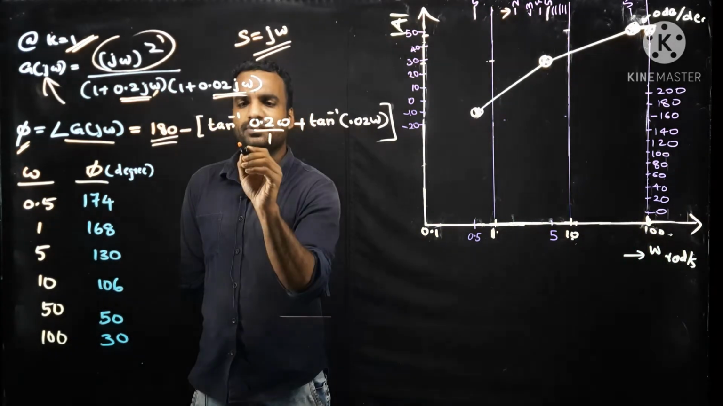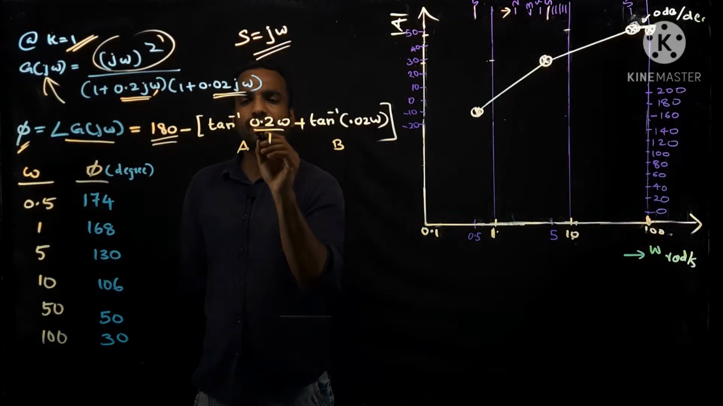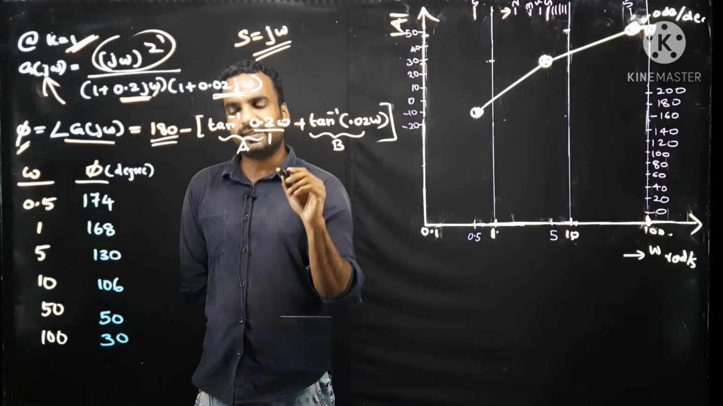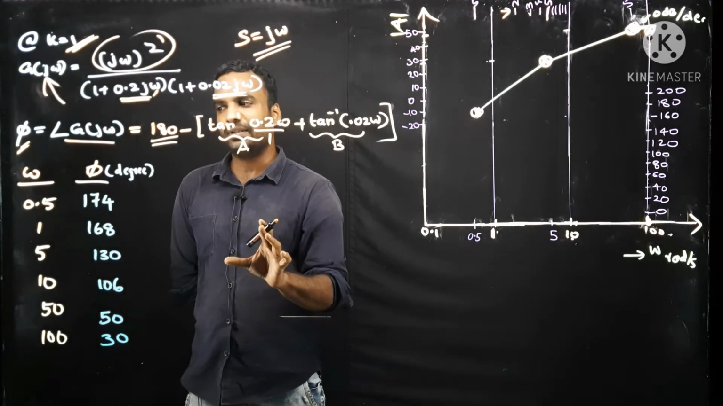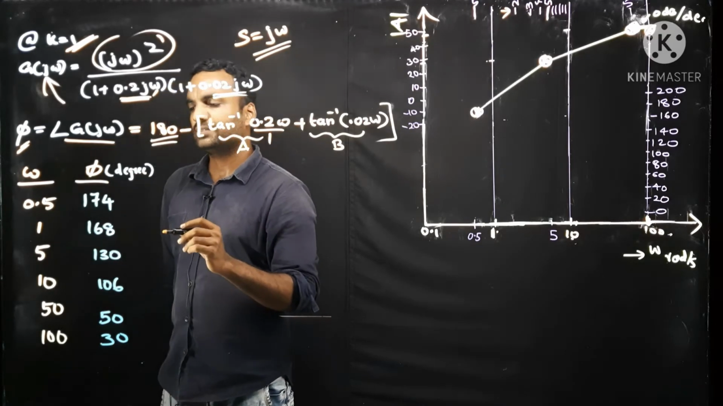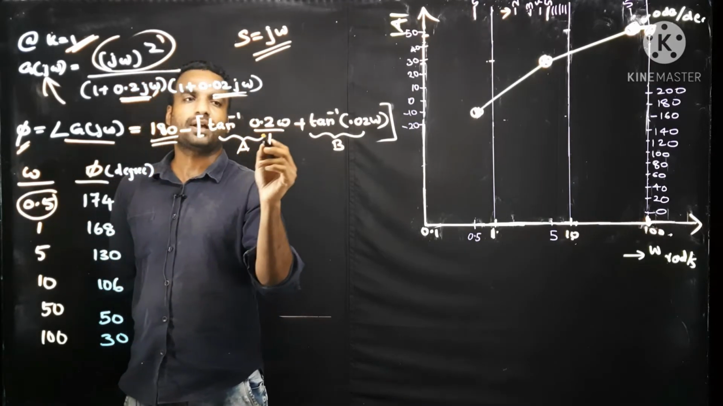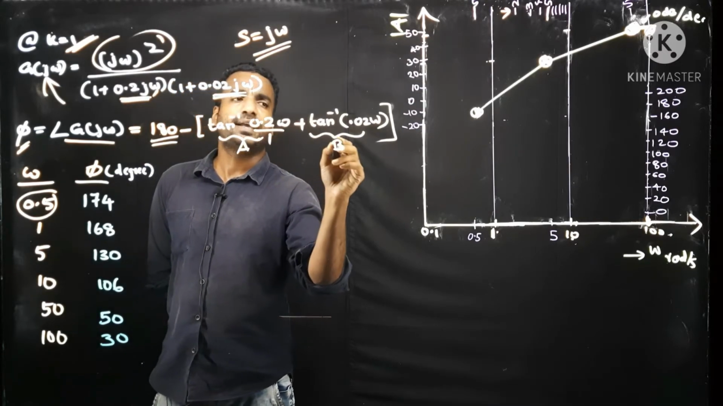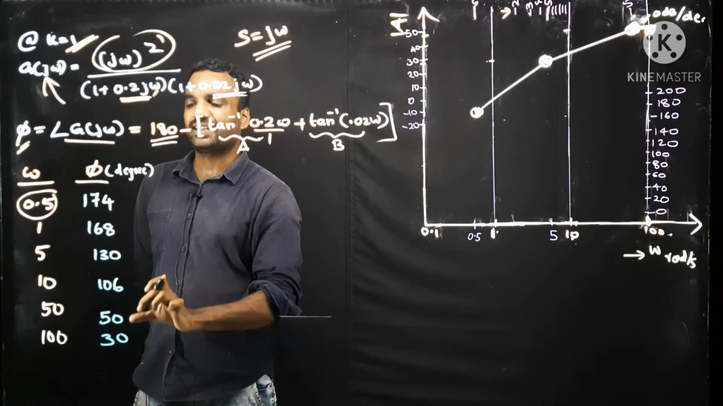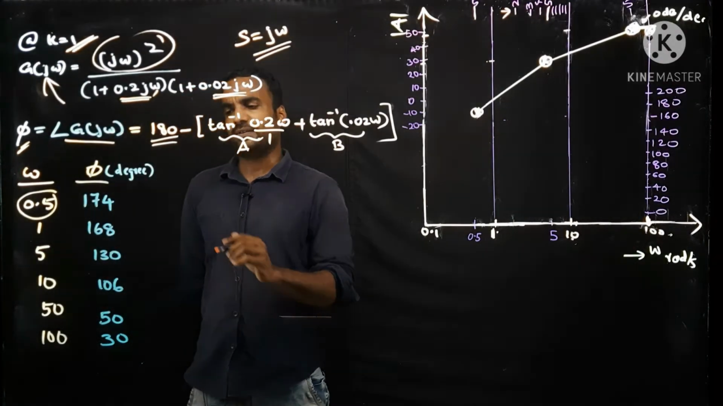I suggest always to tabulate with A and B. You have to calculate this A and B separately. Then arrange all things in a table. Then find the phi. That is, for omega is equal to 0.5, you have to calculate tan inverse of 0.2 omega and tan inverse of 0.02 omega separately. Write those things in a table. Then finally calculate phi. That will be better.